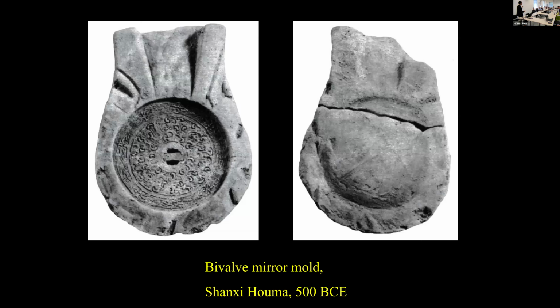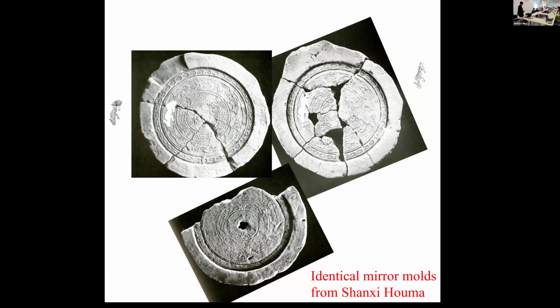So don't think that you can use one mold and then produce a lot of identical mirrors. That's not doable. But you can replicate identical molds from the same single decorated model, produce a lot of identical molds for casting, and then you can produce a lot of identical mirrors. So this is also an important concept to bear in mind.